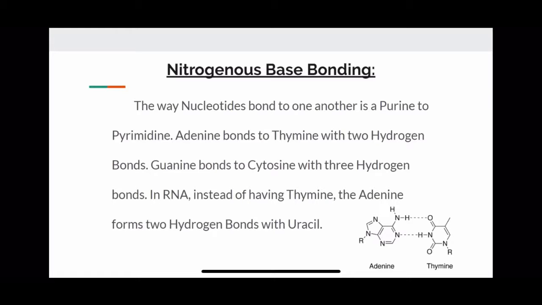The way nucleotides bond to one another within a DNA structure is a purine to a pyrimidine. Adenine bonds to thymine with 2 hydrogen bonds, guanine bonds to cytosine with 3 hydrogen bonds, and in RNA, where there is no thymine, the adenine forms 2 hydrogen bonds with uracil.